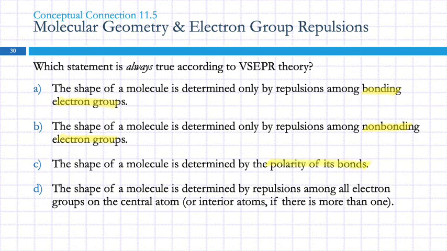Or the shape of the molecule is determined by repulsions among all electron groups on the central atom or interior atoms if there's more than one. So this is talking about repulsions among all electron groups. It'll be D. Bonding groups repel each other, and non-bonding groups repel each other. But we can have both of them in the same molecule, and they both matter, and so letter D is the correct answer. All the electron groups.